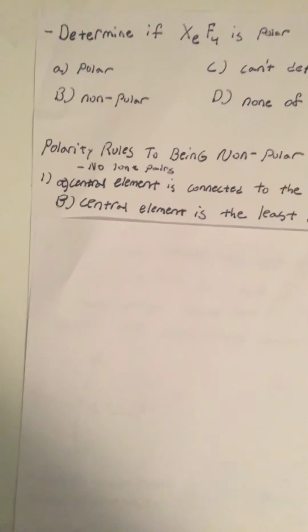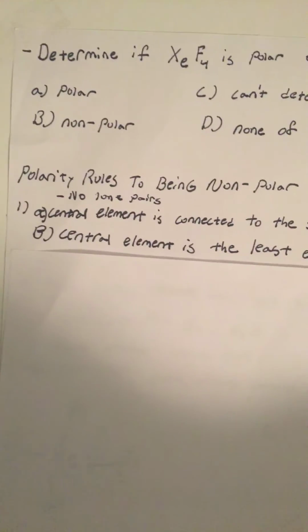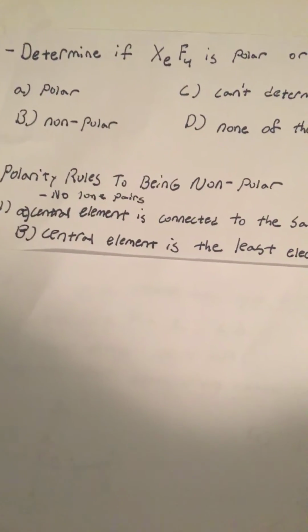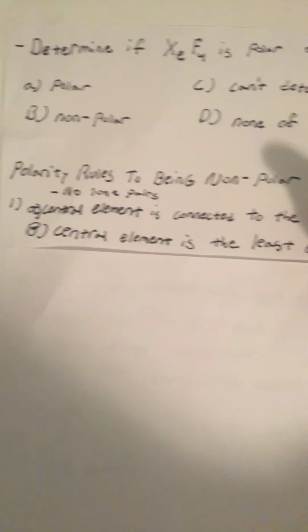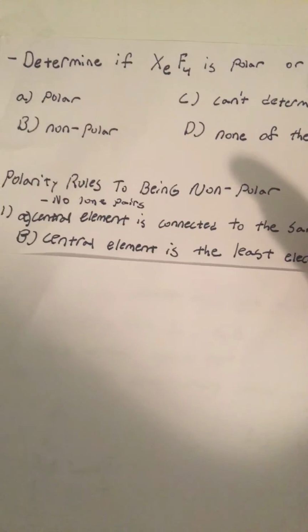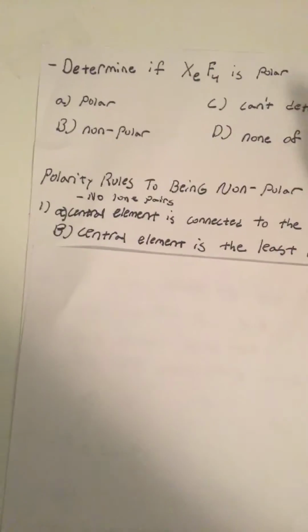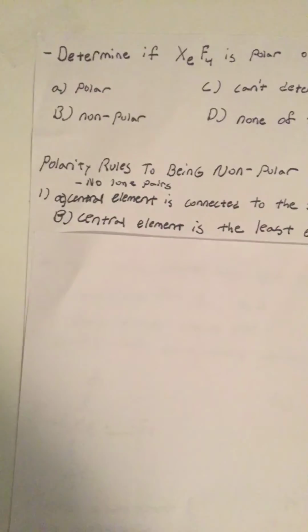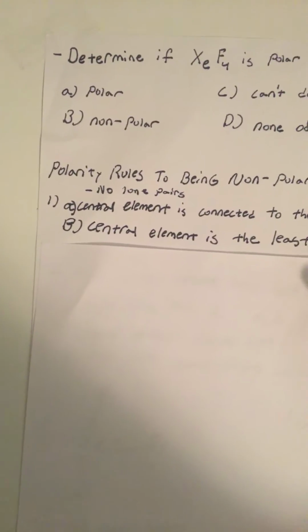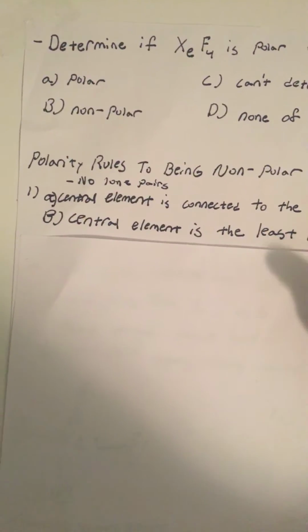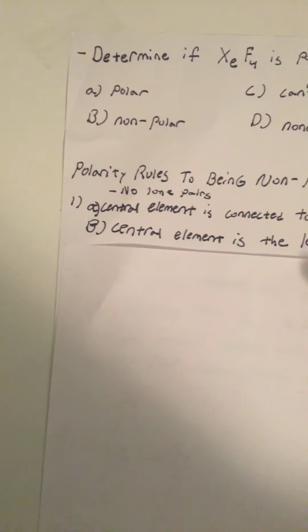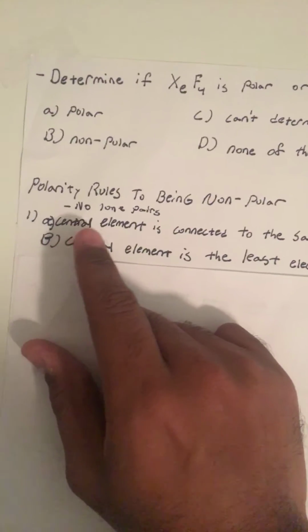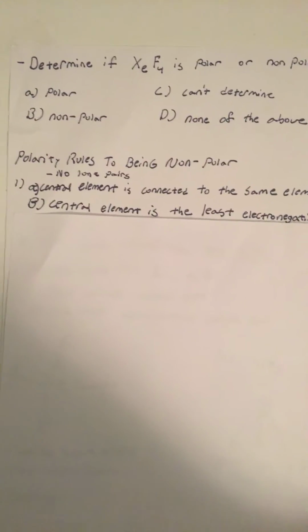Well, the first set of rules are the polarity rules for being non-polar. Now, if the element or compound breaks one of these rules, it is polar. Just one. No ifs, ands, or buts. So, what's rule 1A? This is if the central element has no lone pairs. If the central element has no lone pairs, you look at 1A: the central element is connected to the same elements. Rule 1B: the central element is the least electronegative element in there.